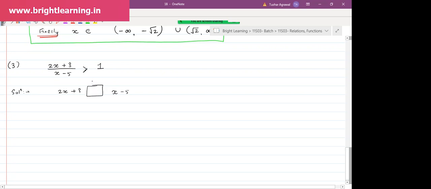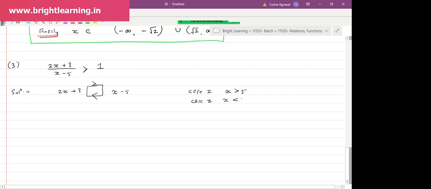Should I maintain the inequality as it is or should I reverse it, because x minus 5 can be positive, it can be negative. Yes or no? So you cannot do that, because multiplying by a positive number maintains the inequality, multiplying by a negative number reverses it. So now you may think that we will consider again two cases. Case 1, x minus 5 positive, that is x greater than 5.